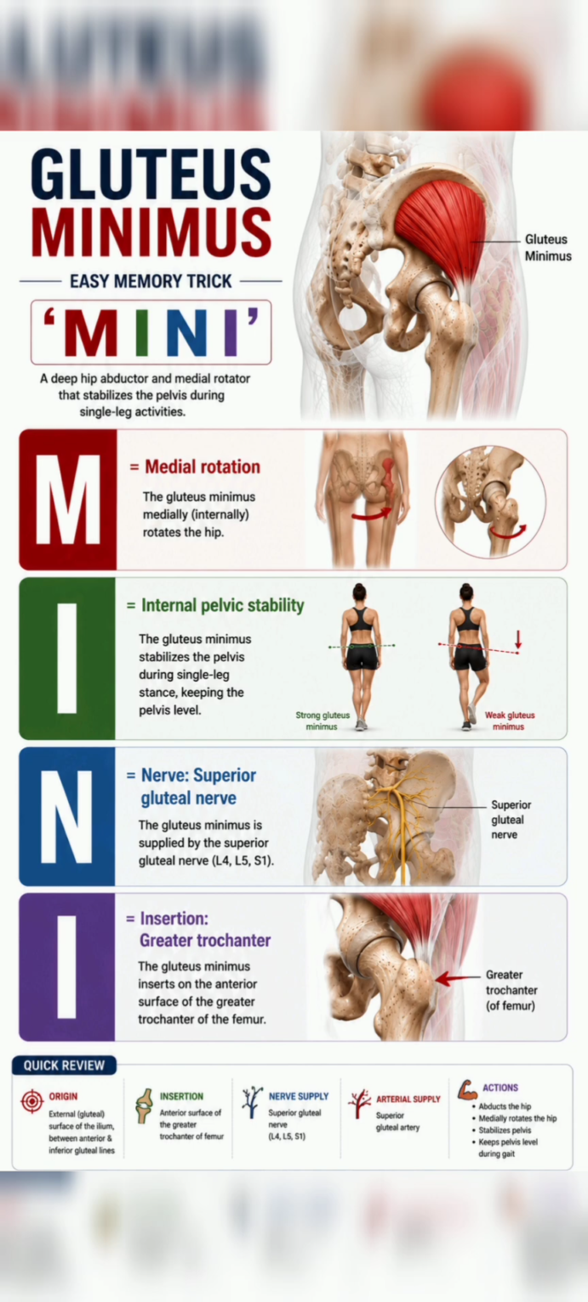M stands for that. Then I stands for internal pelvic stability. That is, this muscle stabilizes the pelvis during a single leg stand, right? So it keeps the pelvis level. So it works like that. Then N stands for the nerve supply, that is superior gluteal nerve, and I stands for the insertion, that is greater trochanter. So remember them as the word MINI.